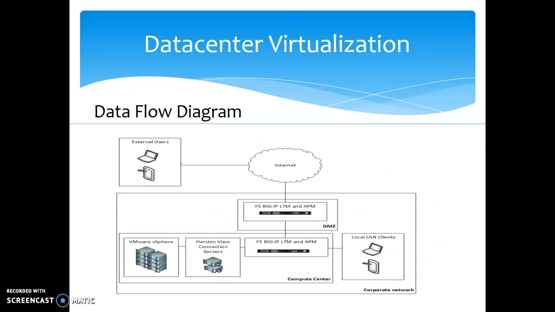To break that down a little bit easier, an external user will come through the internet into an F5 load balancer, Big IP, and then be put out to the View connection servers, which are authenticating with the F5s into Active Directory or LDAP, into the VMware vSphere environment. The same direction would go for a local LAN client, except they would not be coming through the internet. They would just go directly into the F5 load balancers.